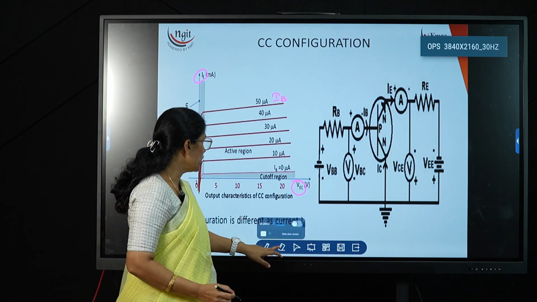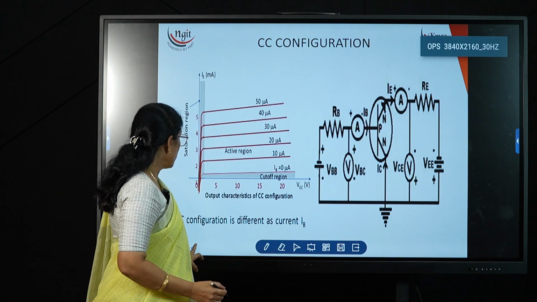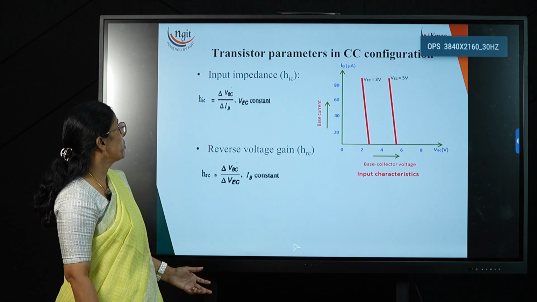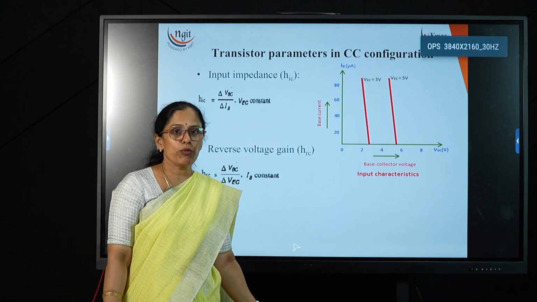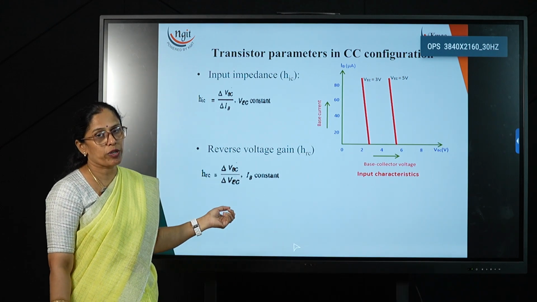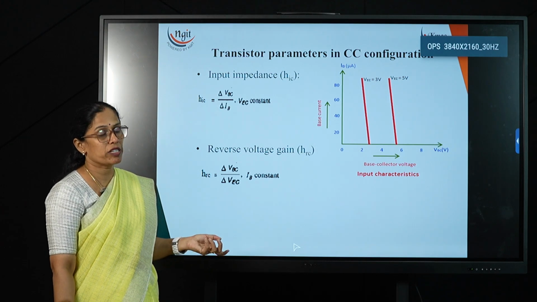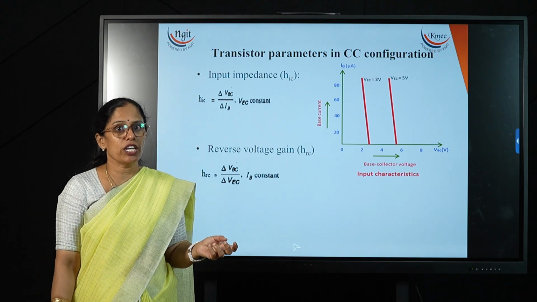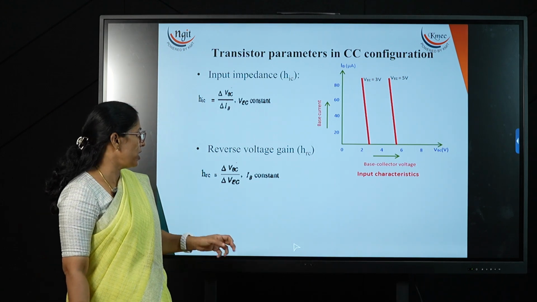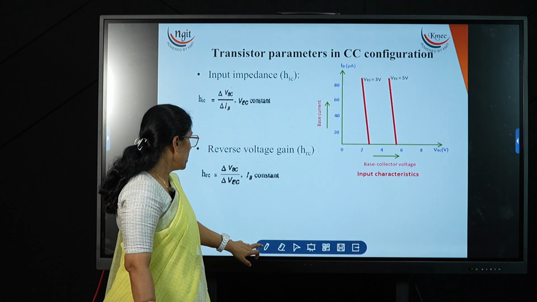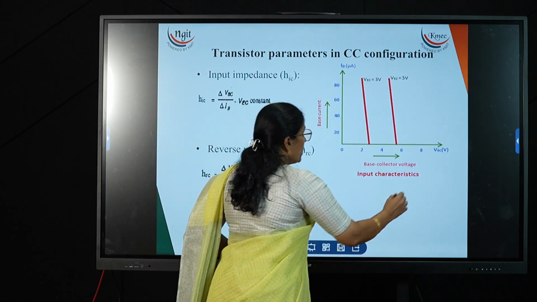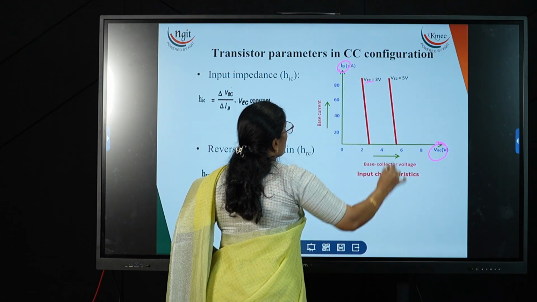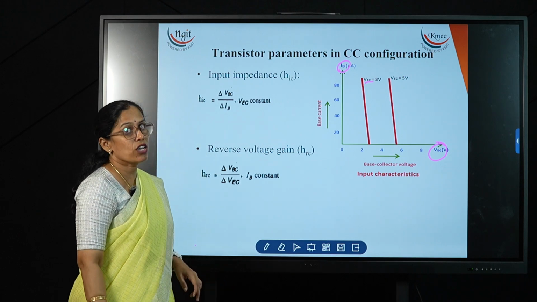And if you see the H parameters for the CC, they are the same again. By using the input characteristics, two parameters we can obtain, and from the output characteristics we can obtain two parameters. For the input impedance, it is the ratio of change in input voltage to the change in input current. Here the input voltage is VBC and the input current is IB, by keeping the output voltage VCE constant.